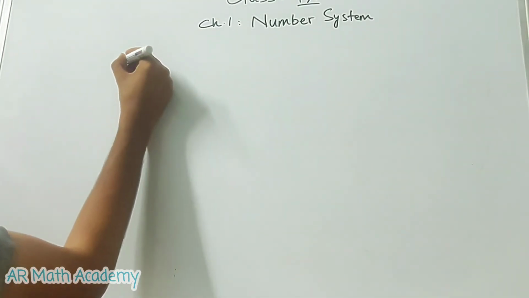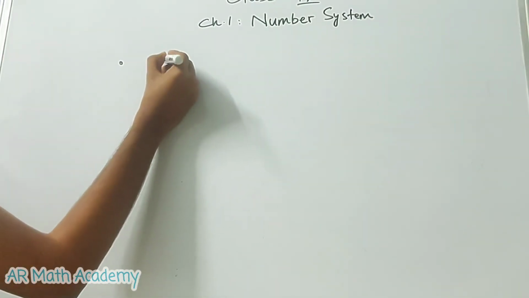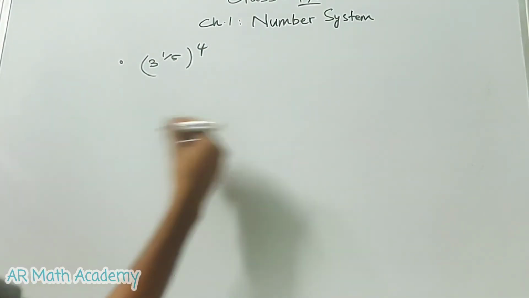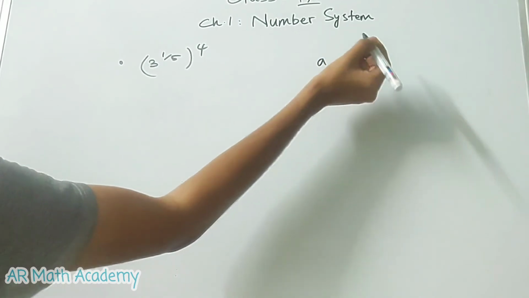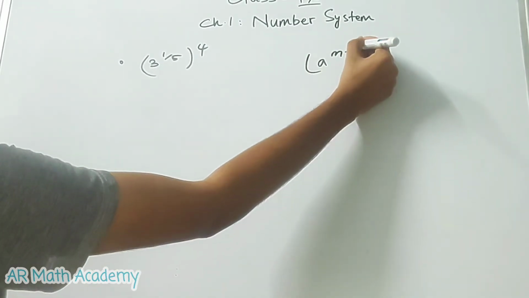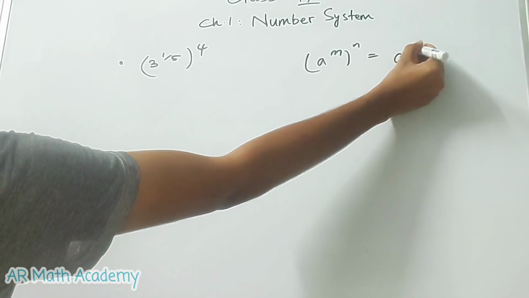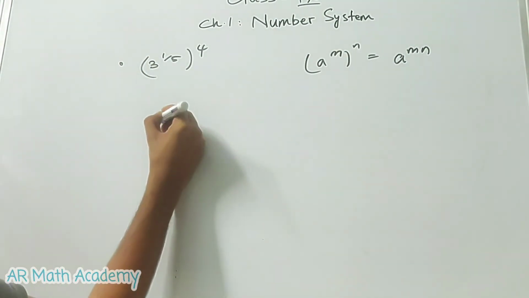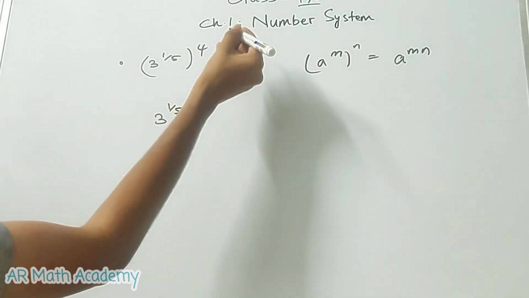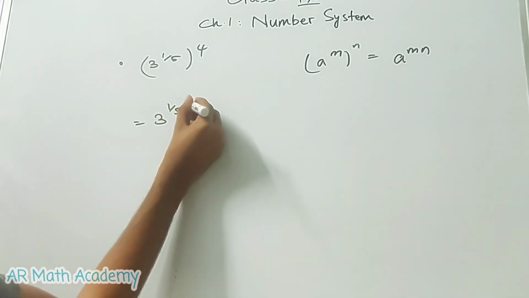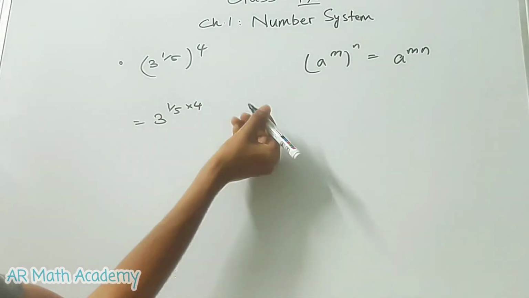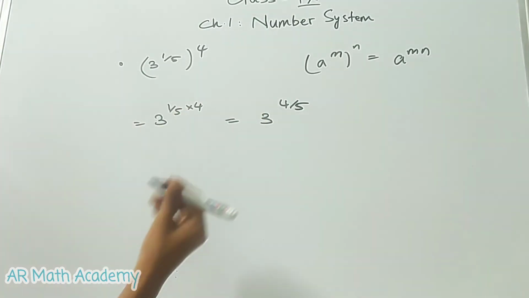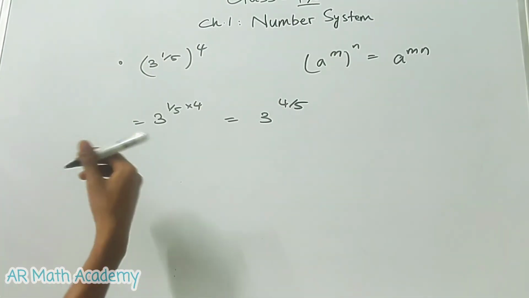So the next problem would be 3 power 1 by 5, the whole power 4. Well, this is a similar problem. So you have this exponent property, right? A power m, the whole power n equals a power mn. So this is a property which I have learned. Apply this to this question. 3 power 1 by 5, the whole power 4 is 3 power 1 by 5 times 4. Now what is 3 power 1 by 5 times 4? Well, it is easy. 3 power 4 by 5, right? 3 power 4 by 5. So it is simple. When you have problems like this, it is very simple to apply.